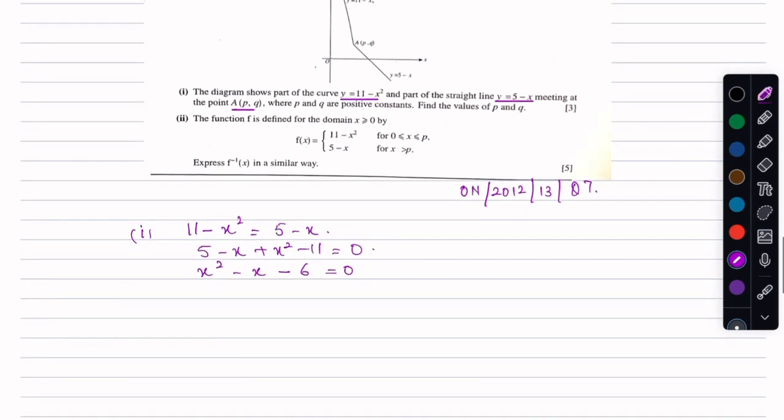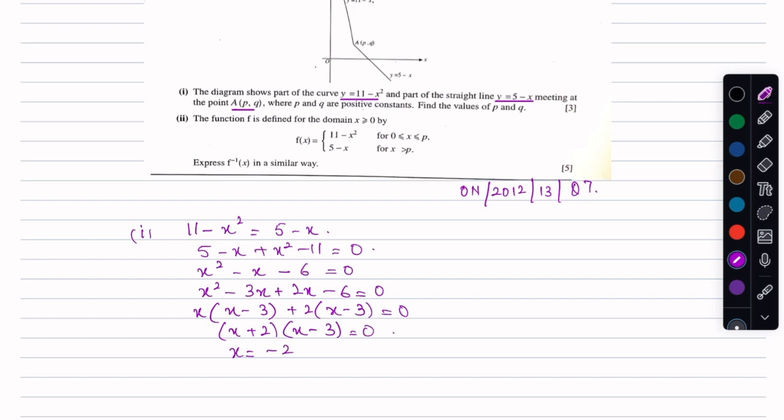So solving the two simultaneously, I can say it's x squared minus 3x plus 2x minus 6, which is equal to 0. x common, x minus 3, plus 2 common, x minus 3, which equals 0, or x plus 2 and x minus 3, which shall be equal to 0, giving me two values of x, which is negative 2 and positive 3 here.